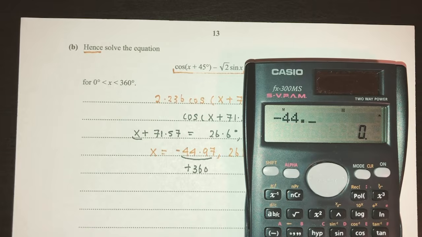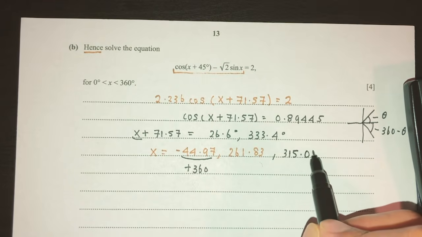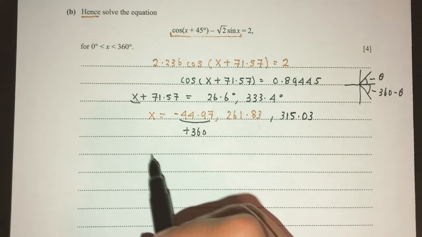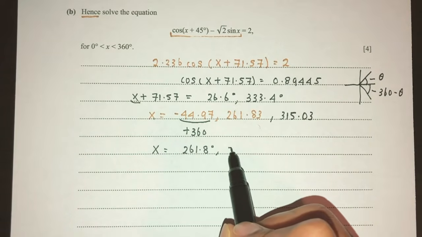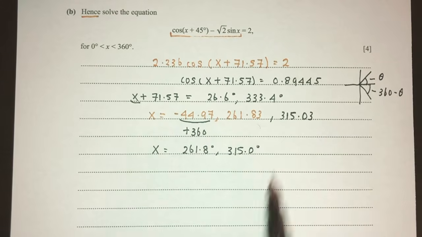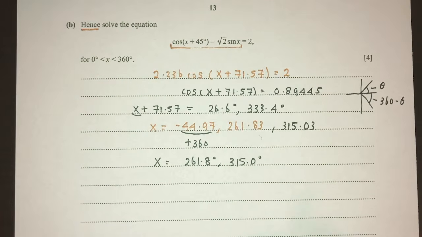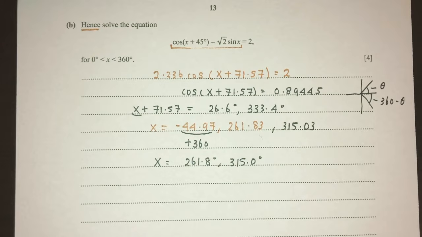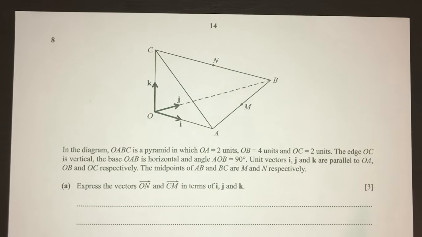So minus 44.97 plus 360, that will give you 315.03. So finally the values of x have to be 261.8 and 315.0. So these two values will be inside the domain that we need. So x has two values to satisfy the equation. And that will be your question number 7. Let's move on to question number 8.